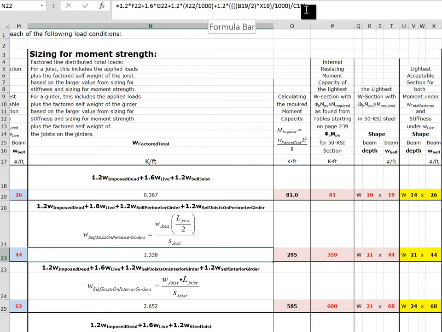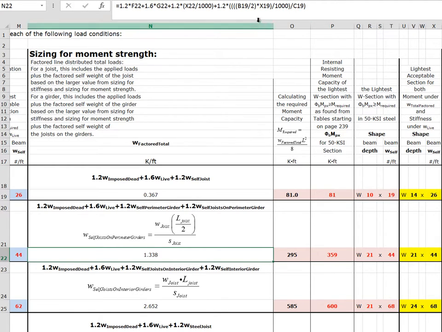And by the way, all this seems pretty messy, and it is pretty messy. One of the things you'll appreciate about the computer program that we're going to use is that a lot of this is automatically done. In other words, you just load the joists. You never have to figure out the load on the girders because the software accounts for the self-weight of all the members. But we're going to go through this so you understand what's involved.